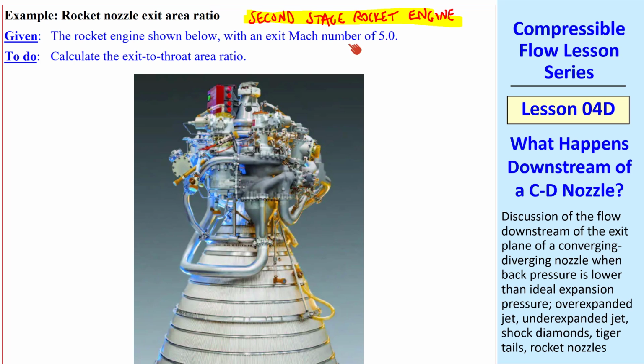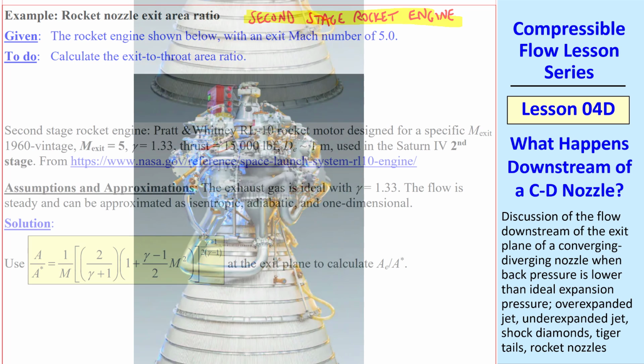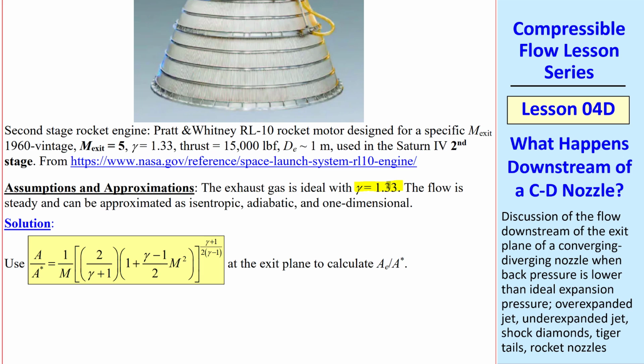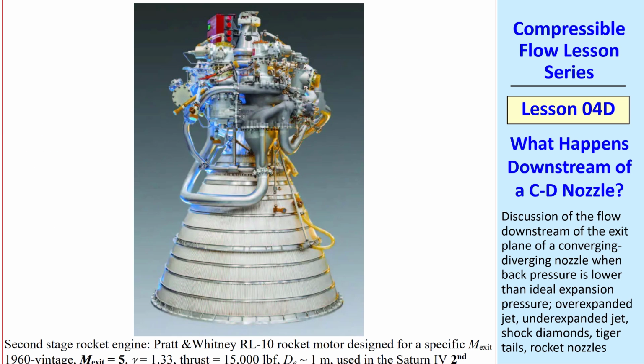I give you a higher Mach number at the exit, 5.0, and we need to calculate the exit to throat area ratio. Again, we use gamma as 1.33, and we make our typical assumptions and approximations. You can tell by looking at this that the area ratio is going to be a lot larger, with the throat here and the exit here.